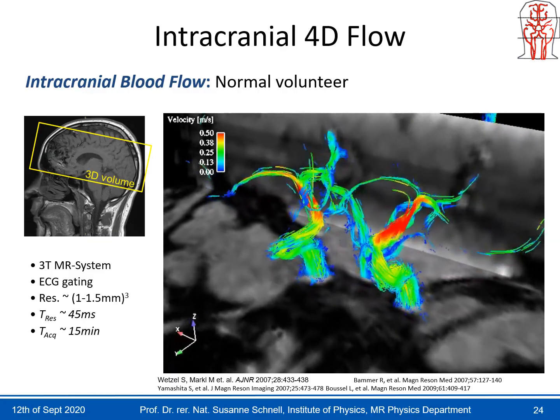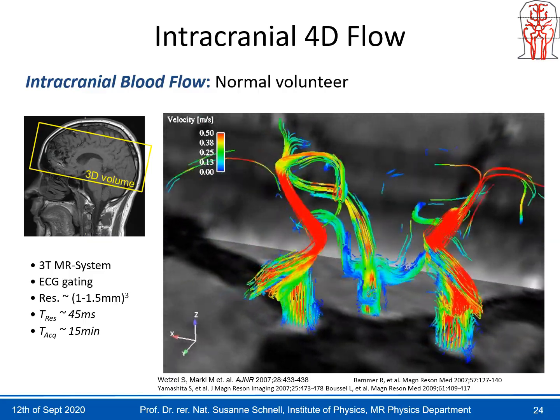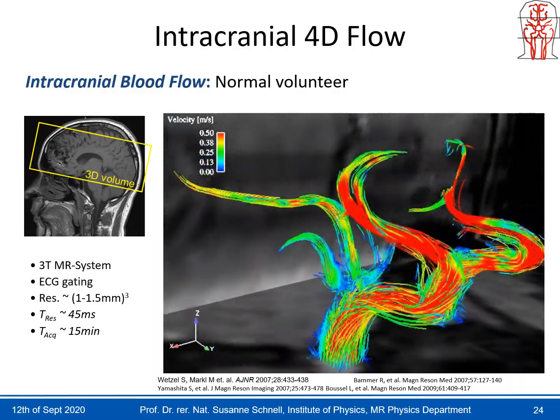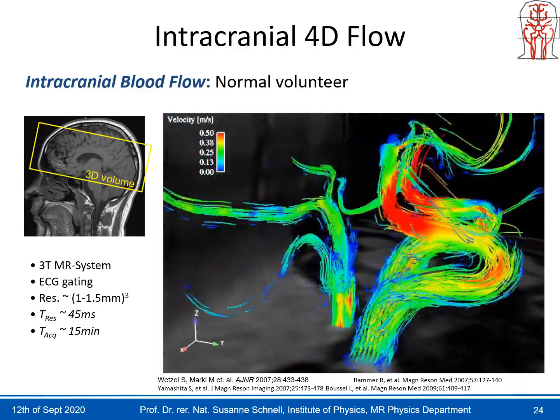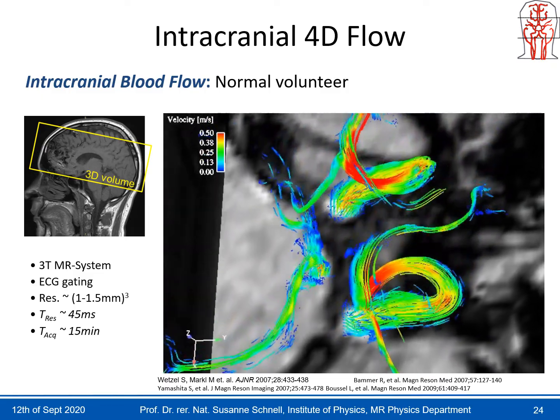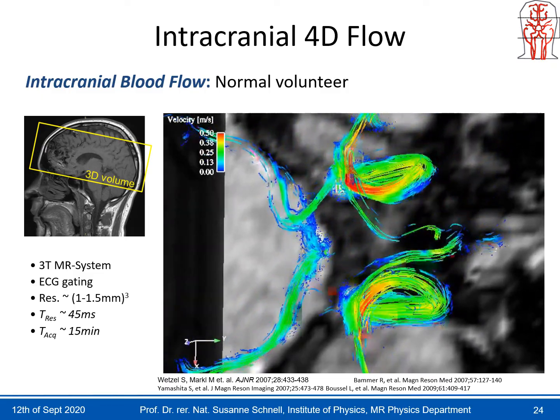Here we show path lines that depict the blood flow. Everything that is red flows fast. Everything that is blue flows slow. This is a brain acquisition that took about 15 minutes to acquire.